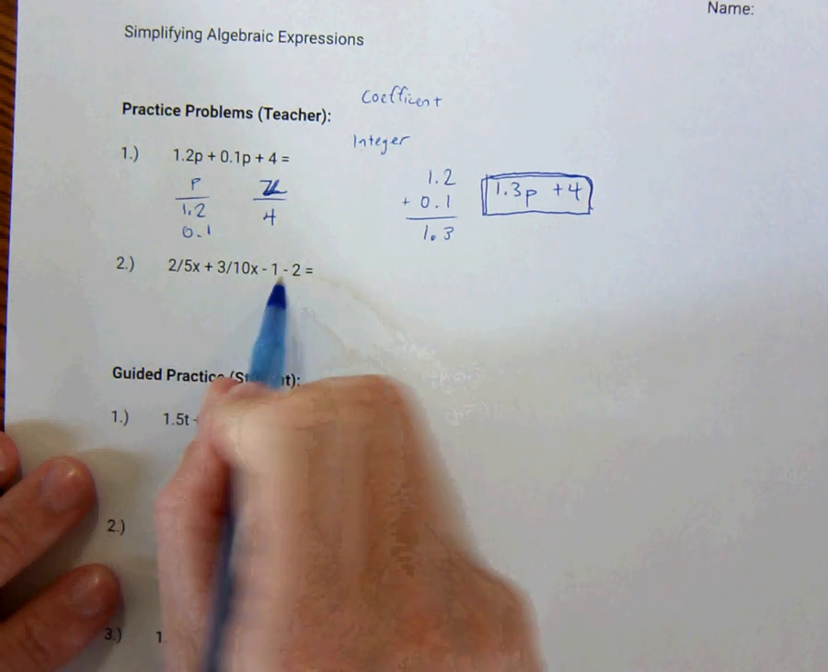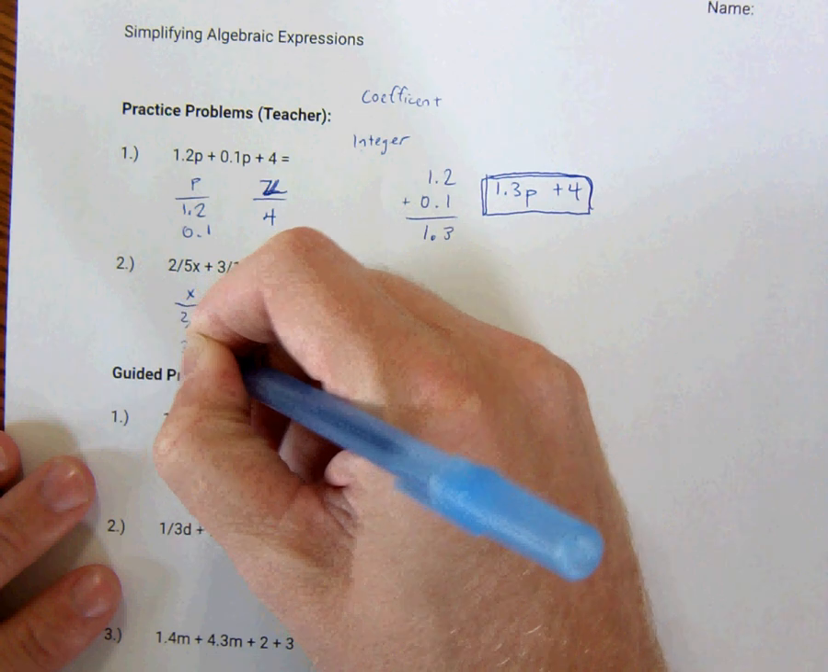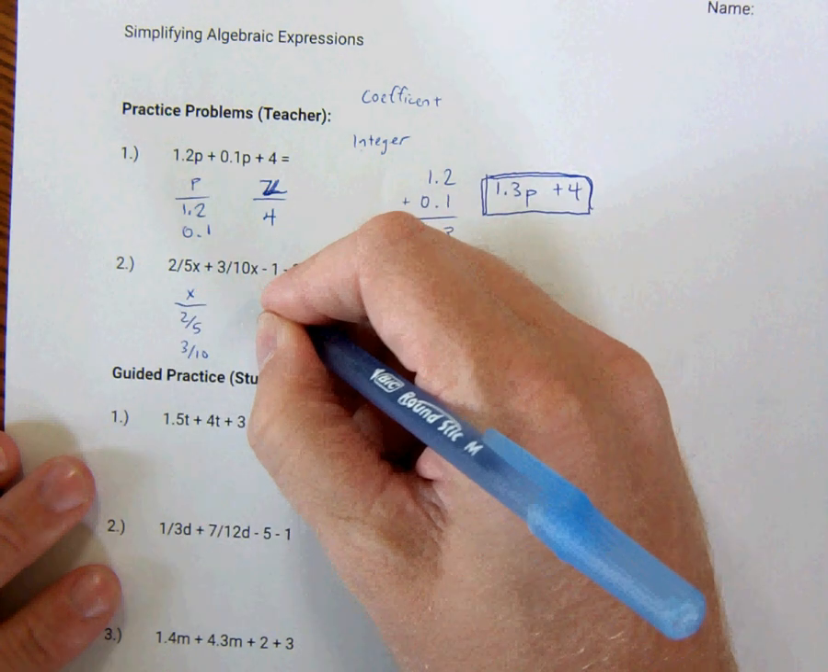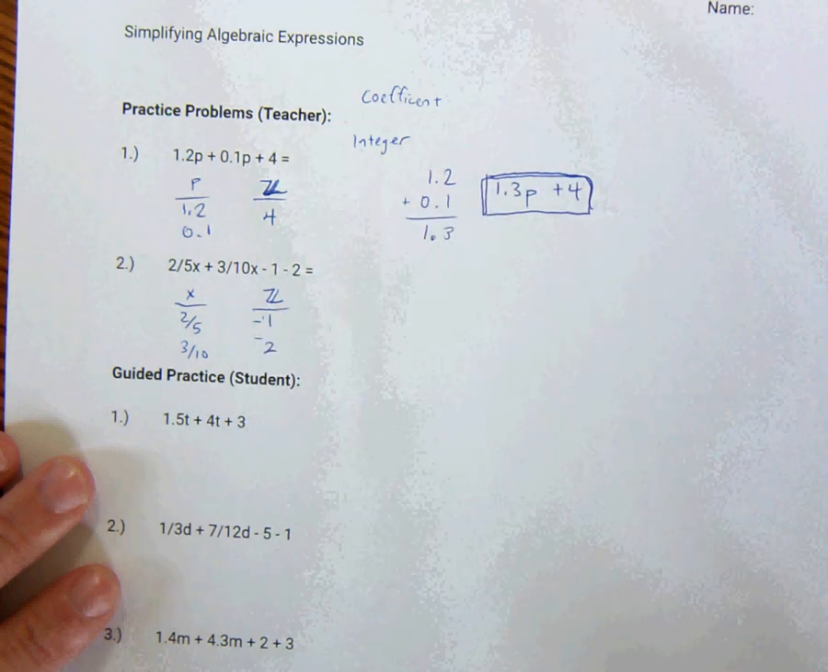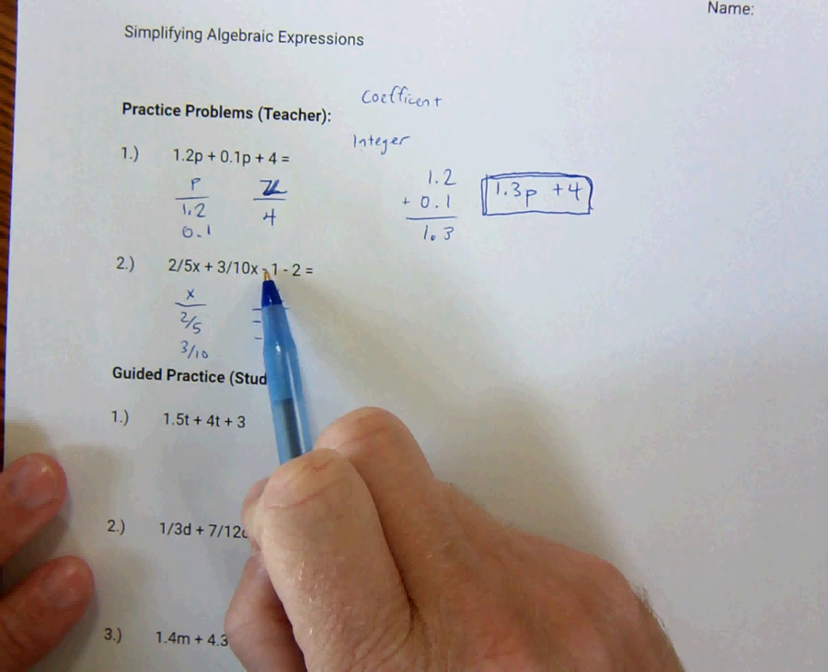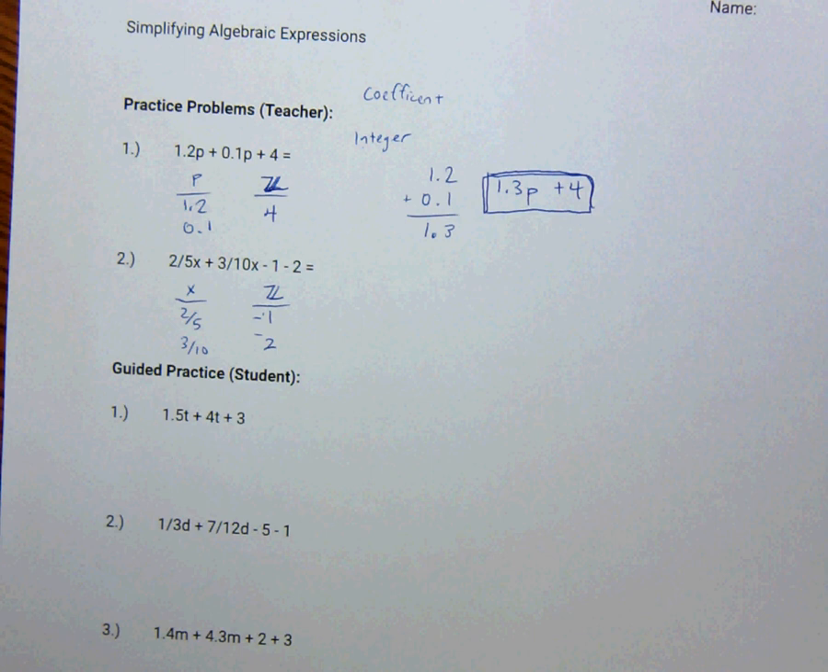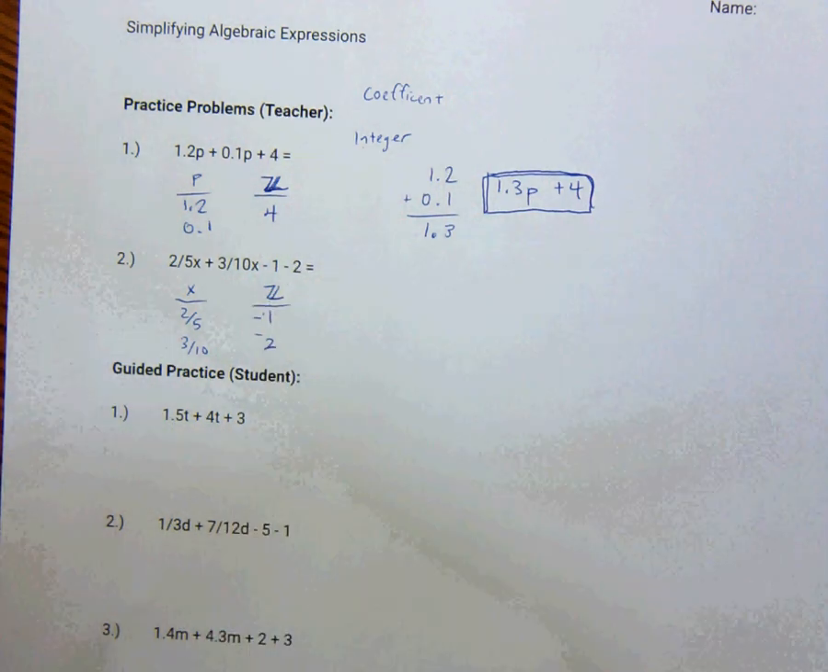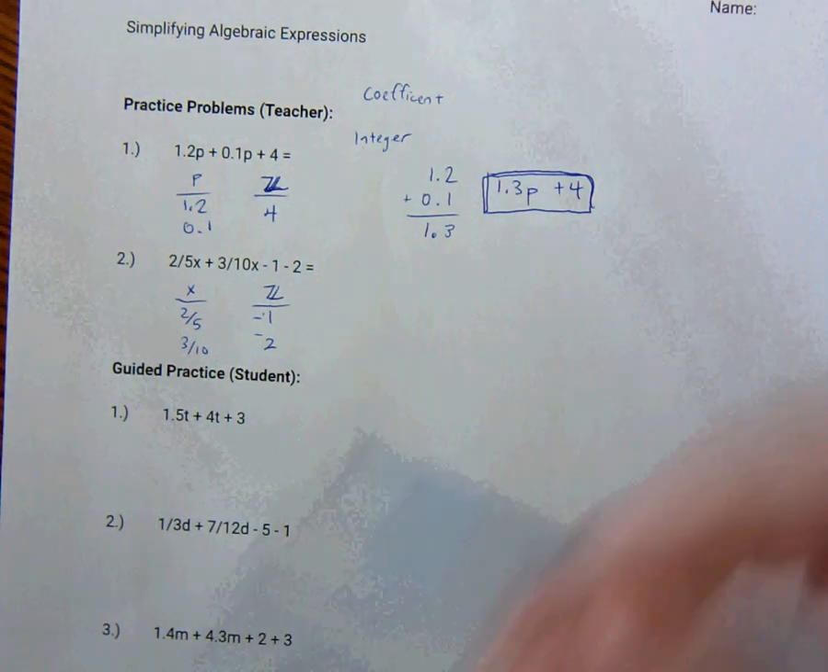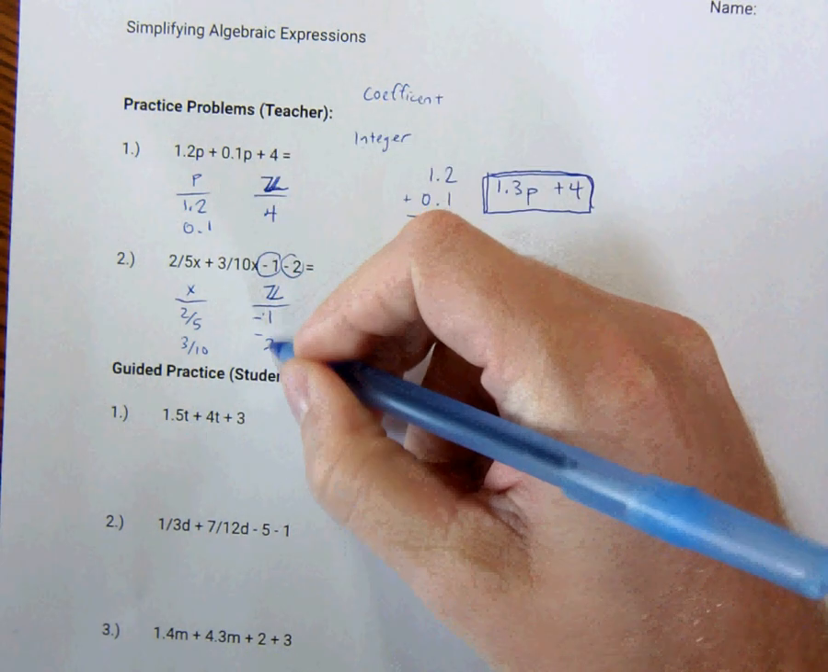This one I have x's and integers, so I want an x column that has 2/5 and 3/10. I have an integer column that has -1 and -2. Notice I kept whatever was in front of it, even though that's -1, -2, keep those as negatives. The answer will be screwed up if you don't. So say you said, well, that's -1, so 1 and 2, and then you never came back and added the negative at the end. So just make sure whatever's in front of the number, so that's -1, -2, comes down exactly as you see it.